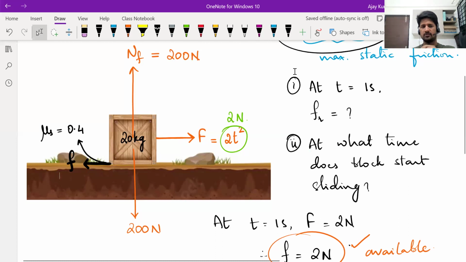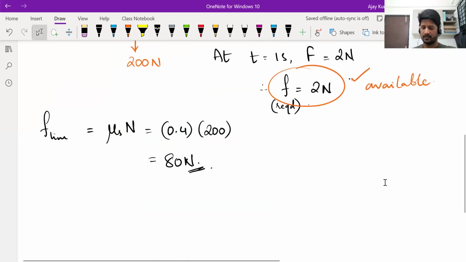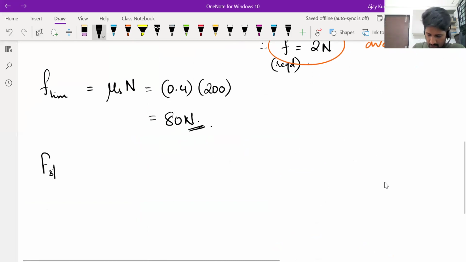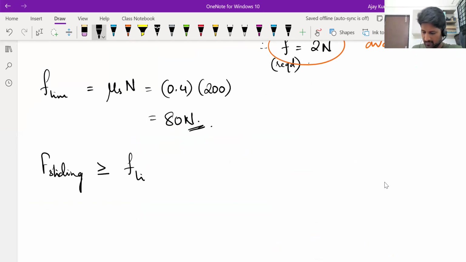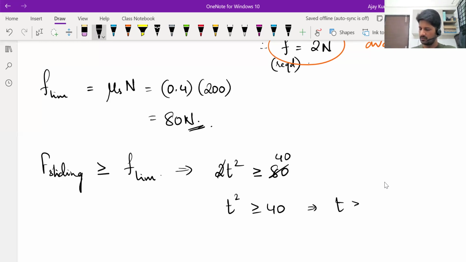So sliding force is 2t square. The force opposing sliding is friction. The question is asking at what time does the block start sliding? So for the block to start sliding, sliding force should become greater than or equal to limiting friction, the maximum extent to which friction can increase. If the sliding force is more than that, then sliding will start. That means 2t square should be greater than or equal to 80. So this becomes t square more than or equal to 40. That means t should be greater than or equal to root 40, or you can say 2 root 10 seconds.